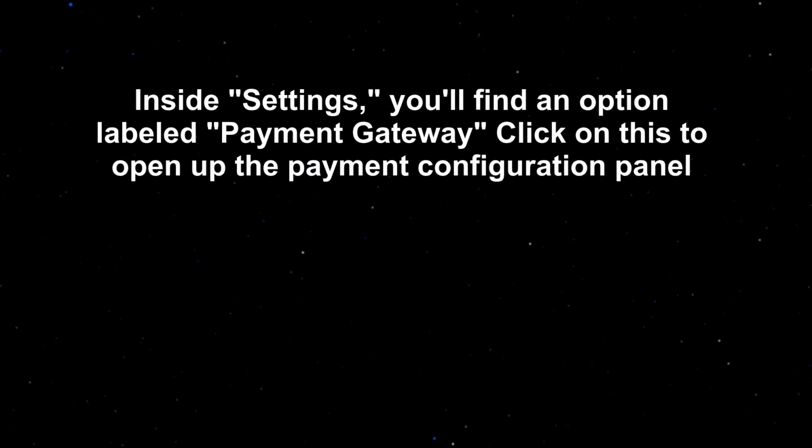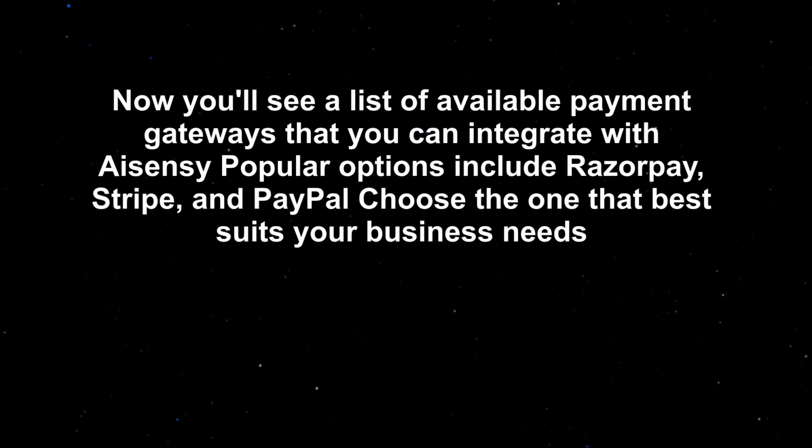Inside Settings, you'll find an option labeled Payment Gateway. Click on this to open up the Payment Configuration panel. Now you'll see a list of available payment gateways that you can integrate with Aisensy. Popular options include Razorpay, Stripe, and PayPal. Choose the one that best suits your business needs.